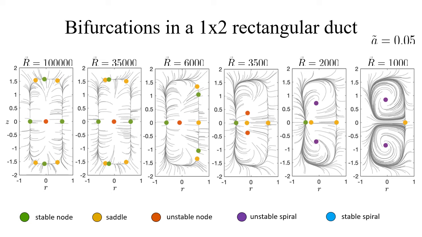And then as the band radius is further decreased, the unstable node in the middle also undergoes a supercritical pitchfork bifurcation and turns into a saddle point, again releasing two unstable nodes on either side. The saddle then goes on to merge with the stable node in a saddle node bifurcation, while the unstable nodes transition to unstable spirals, which eventually develop a limit cycle at very small band radii.